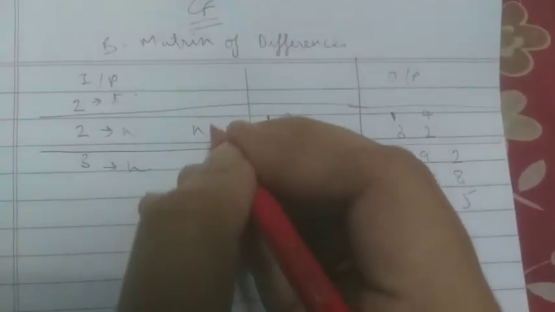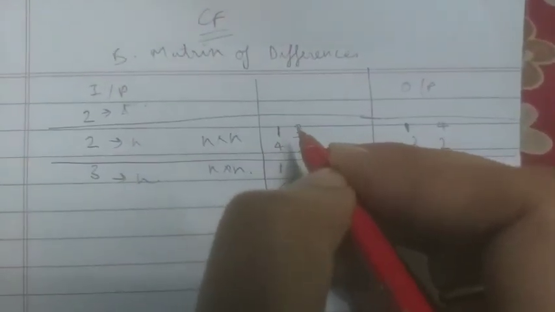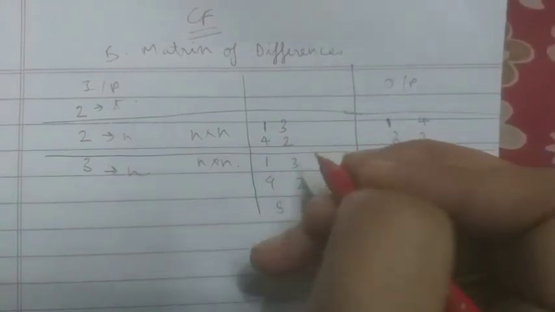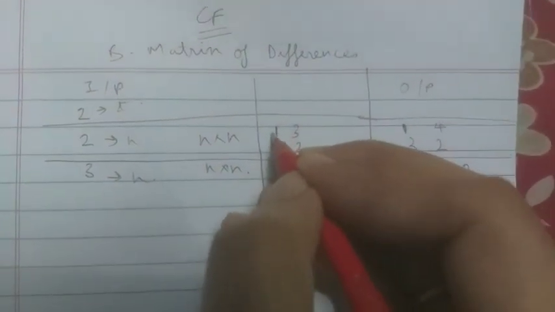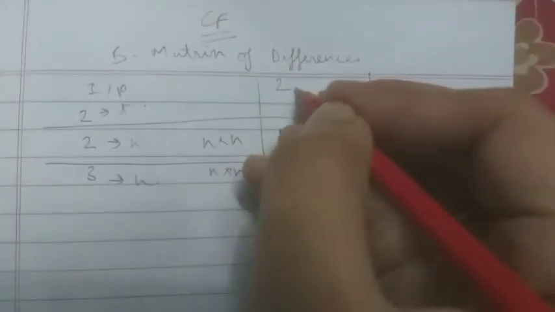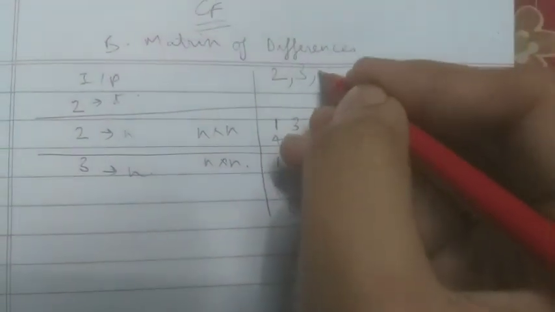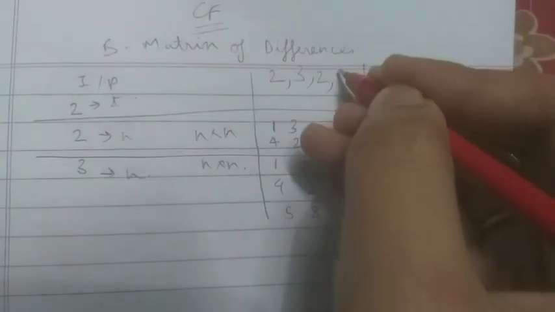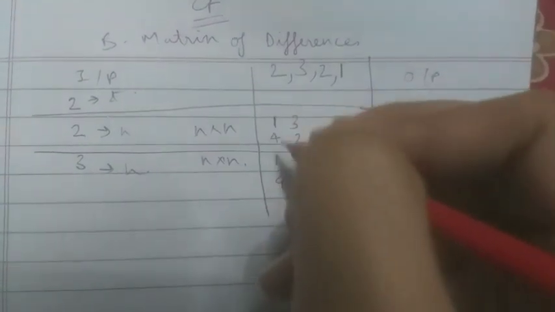You have to construct a matrix of dimension n into n such that the number of unique adjacent differences is maximum. Like in this case, 1 and 3 difference is 2, 1 and 4 difference is 3, 4 and 2 difference is 2, 3 and 2 difference is 1. So we have done all the adjacent ones.